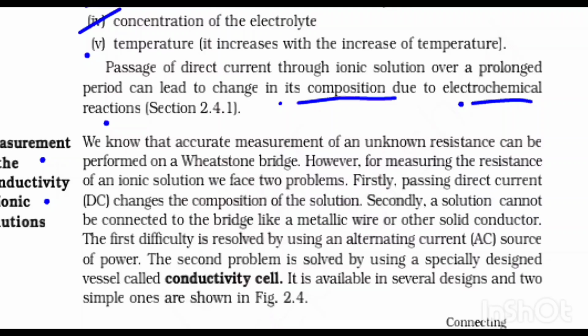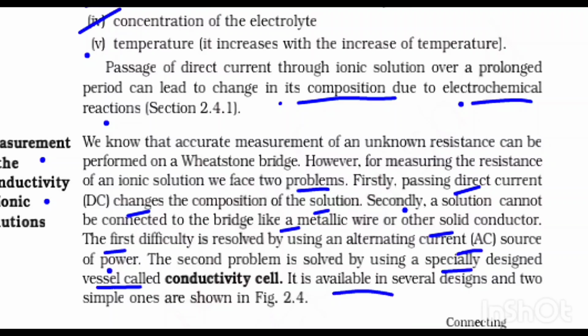We know that accurate measurement of an unknown resistance can be performed on a Wheatstone bridge. However, for measuring the resistance of an ionic solution, we face two problems. Firstly, passing direct current (DC) changes the composition of the solution. Secondly, a solution cannot be connected to the bridge like a metallic wire or other solid conductor. The first difficulty is resolved by using an AC source of power. The second problem is solved by using a specially designed vessel called a conductivity cell.